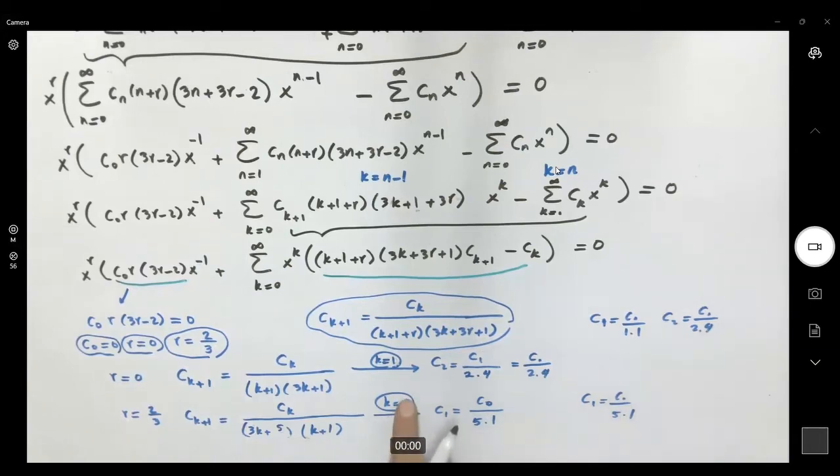What about this guy? If I plug in 1 here, my c sub 2 becomes c sub 1 divided by, so I get 11 times 3, but c1 is c0 divided by 5, so c2 becomes c sub 0 divided by 11 times 5 times 3. Okay, is that correct? Seems to be correct.